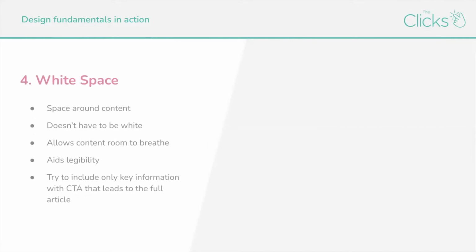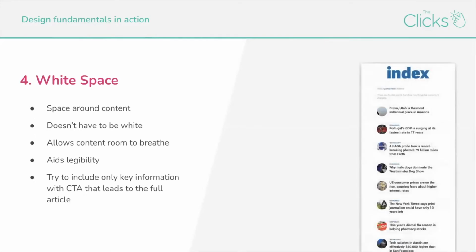And next up, we have white space. So this is the space around the content, and it doesn't have to be white. It can just be any color as long as it's the space that doesn't have any content in. So it doesn't have any text, images, or anything like that in. And this is used to help content breathe.